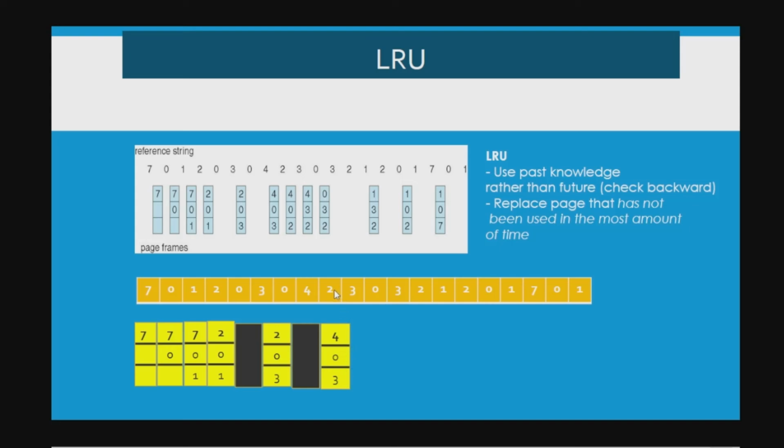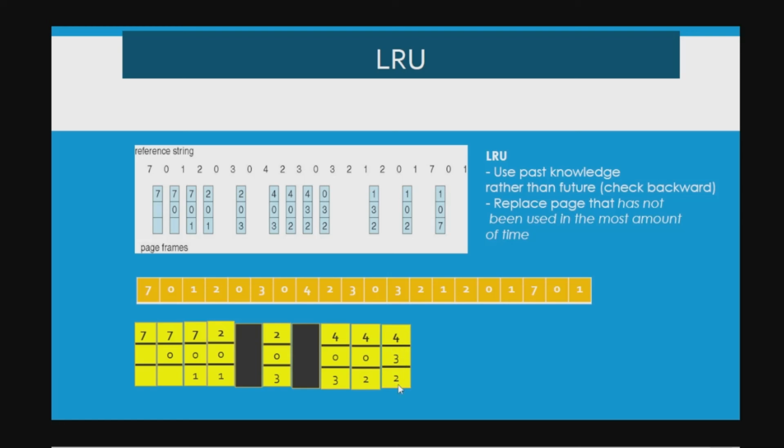Next, we have 2. 2 is not the resident. So you check backward. 4, 0, 3. So we need to replace number 3 with 2. Okay, the next part, we have 3 here. So 3 is not the resident. So 4 is here, 2 is here, 0 is here. So we replace 0. So now we have 4, 3, 2.